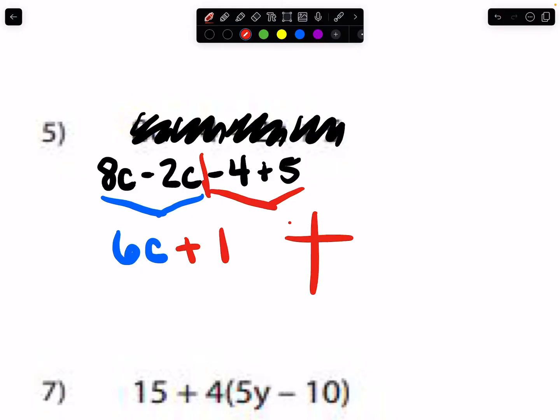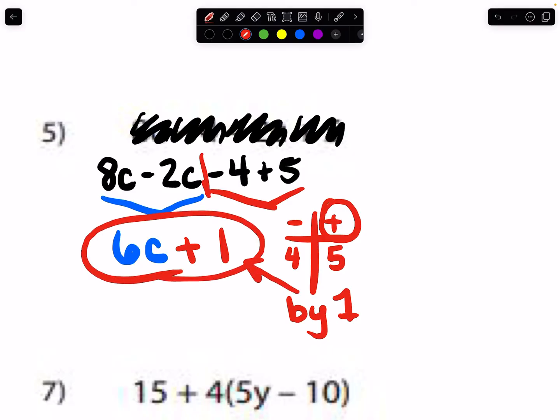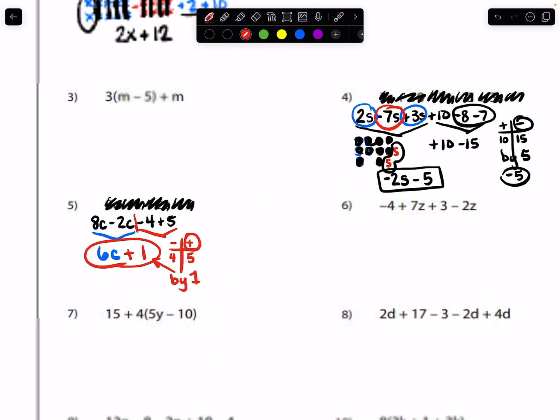To verify it, we'll do our negative team and our positive team. Negative team scores 4. Positive team scores 5. The team that wins is the positive team by 1. So that answer goes up there. There's the final answer for that one.